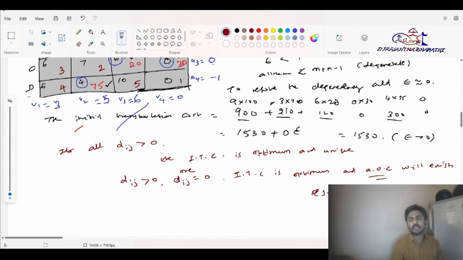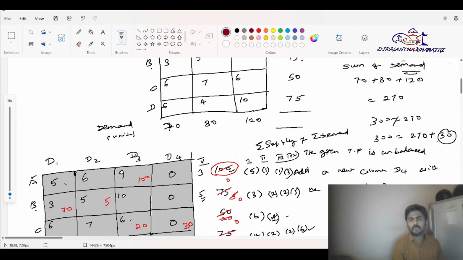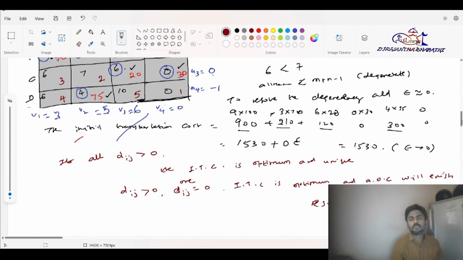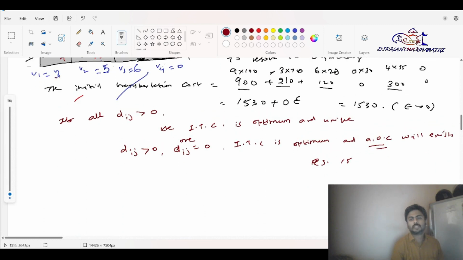What did we get? We have got some cost, right? Yes, 1530 rupees. 1530. Okay, you can write that. But an alternate optimum cost for this will exist. That is the meaning of alternate, and it is optimum. The initial transportation cost is optimum and an alternate optimum cost will exist.